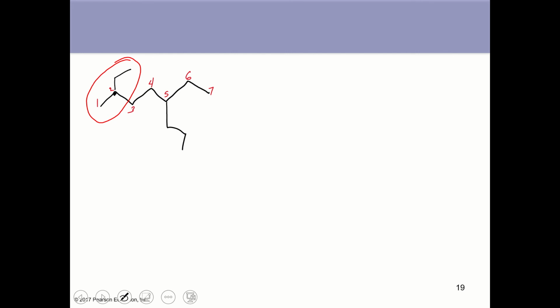So at that point, when I have decided where to start numbering from, I have to then determine what is the longest chain. So my initial attempt to number, I have found a 7-carbon chain. But if you notice, this branch point only contains 2 carbons, but the branch point below it contains 3 carbons. So that was not the best choice for numbering.